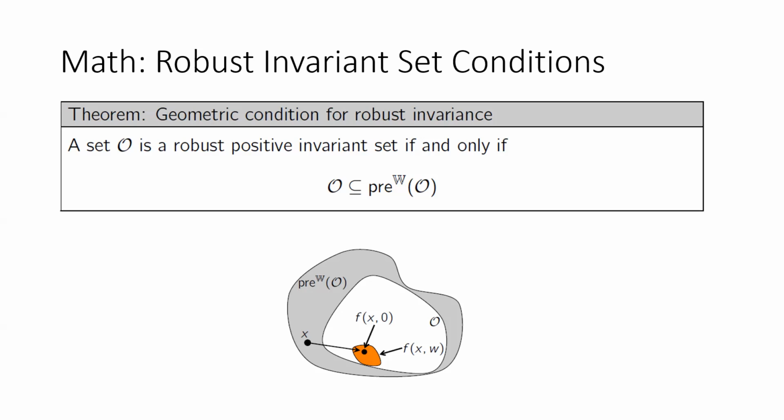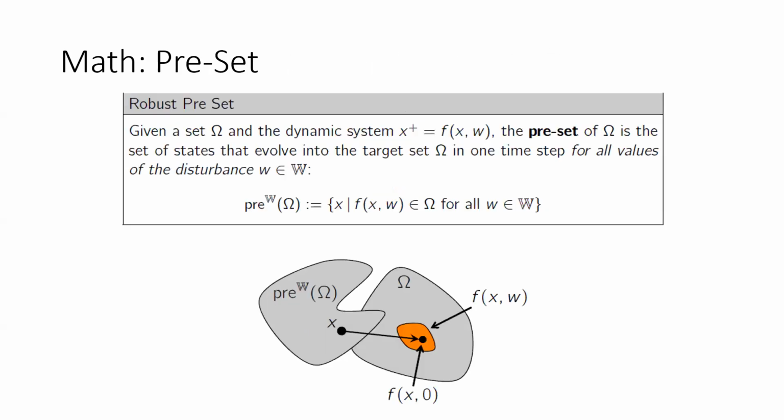So that's the invariant set. And this is the knowledge of the preset. If it's a preset, it's guaranteed that it will be able to find a way to get into the next step for all the W that you have.